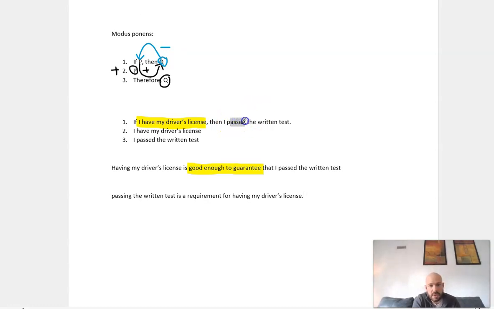So here, we're talking about the relationship that the necessary condition plays with the sufficient condition. And how that plays out is as a requirement for having my driver's license. So me having passed the written test is a requirement for having my driver's license. So if these two things are true, and it's true that you have your driver's license, then it has to be true that you passed your written test.